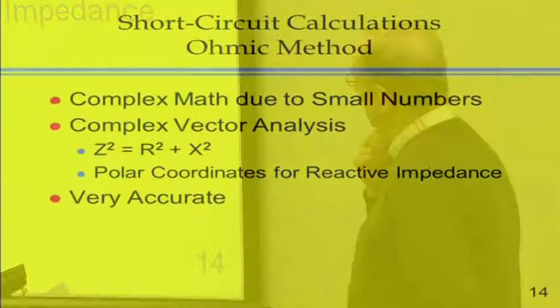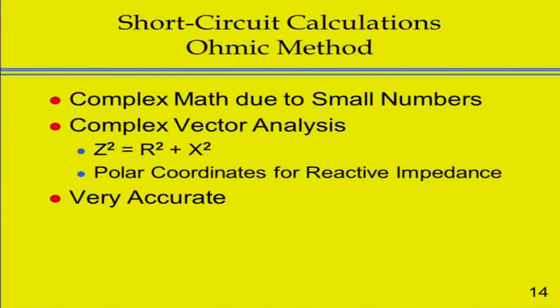The ohmic method is a complex system because of the small numbers. You have to do some vector analysis because the impedance squared is equal to the resistance squared plus the inductive reactance squared. And so we have to take the square root of the sum of the squares of the resistance squared and the inductive reactance squared to find out what the impedance in the circuit is. Then we have to look at polar coordinates for reactive impedance, and it's a very accurate system because everything's accounted for.